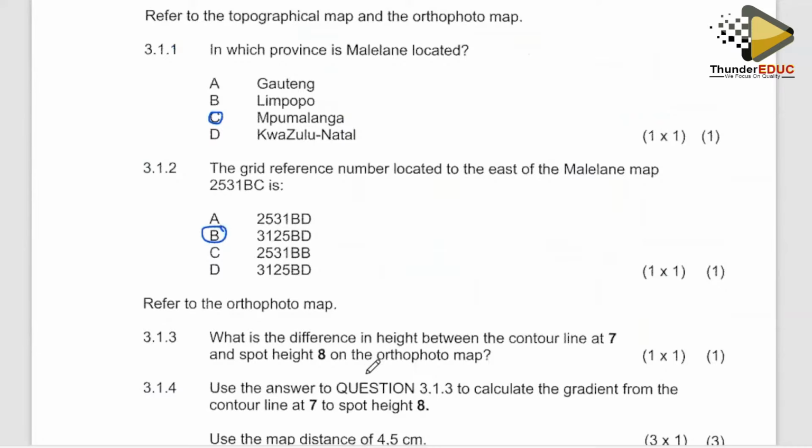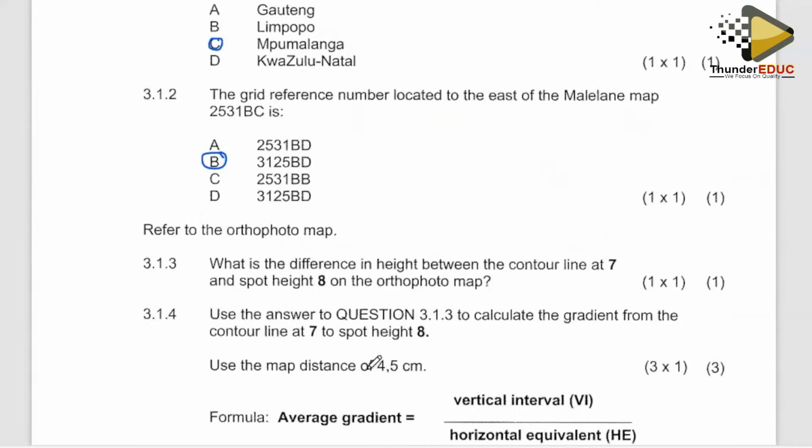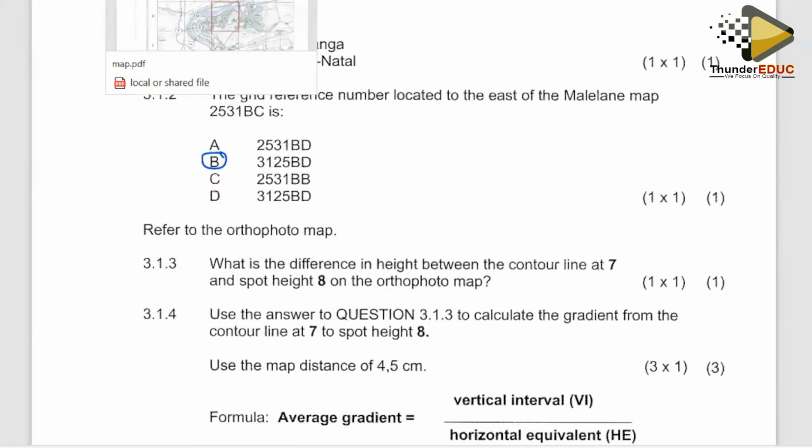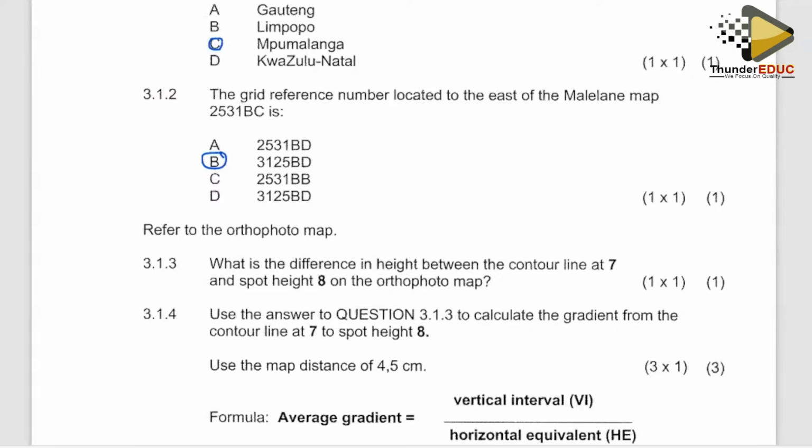Right, moving on to the next question. What is the difference in height between the contour line at 7 and the spot height 8 on the orthophoto map? We just go to the map and try to find out information from the map and extract what is relevant there. We want the difference between the contour line at 7 and the spot height 8 on the orthophoto map.